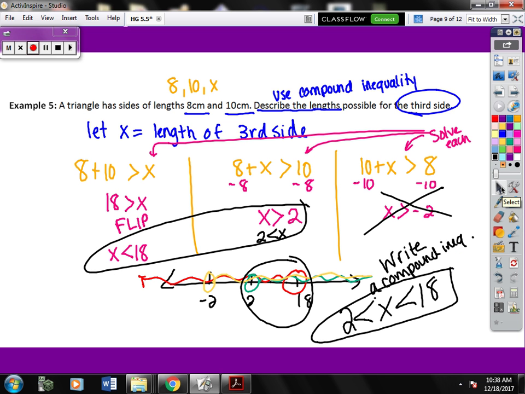Now, some of you will come up with a mental way to do this. The biggest number is adding the two numbers together. The smallest number is subtracting the two numbers. If that works for you, that's fine. But for those of you not picking up on that, there is the algebraic way to solve it.